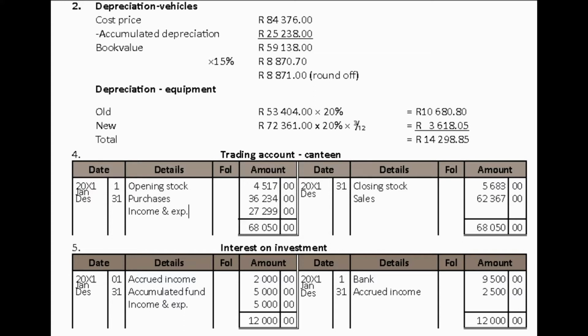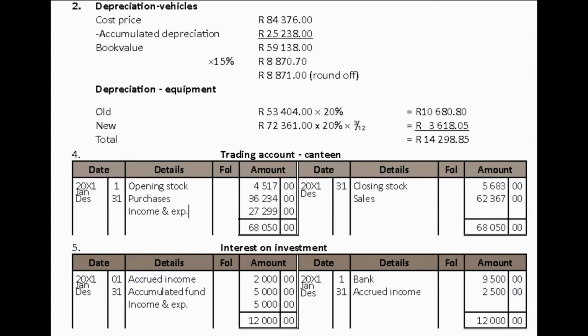There was an adjustment at the end of last year for accrued expenses. What was it? 2,000 rand. You get that from the notes to the financial statements at the end of the previous year. Interest on fixed deposit, 2,000. So you know that you've got to do the reverse entry for that adjustment. That is why on that interest on investment account, you've got that amount on the debit side, the 1st of January, income accrued or accrued income, 2,000.